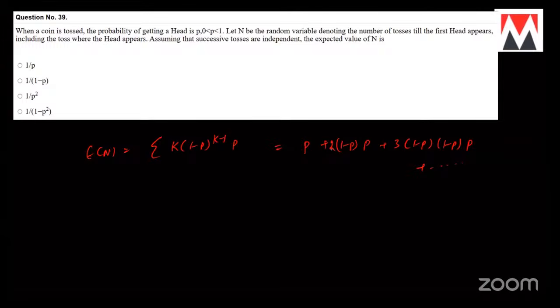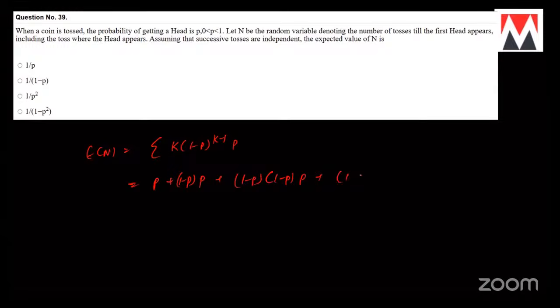Or else you can take it like this. Suppose you didn't understand this, I'll explain in a simpler way. Suppose you have the first toss with probability p. First toss you didn't get p, next toss you got it: (1 minus p) into p, plus (1 minus p) into (1 minus p) into p, and you go on like this. So this is E. It will go till infinite, right?